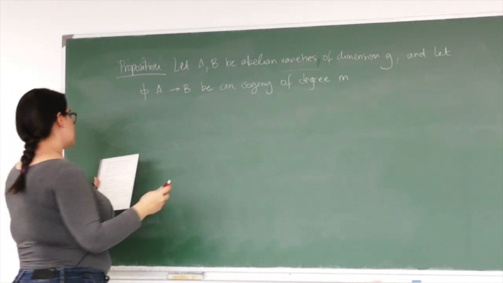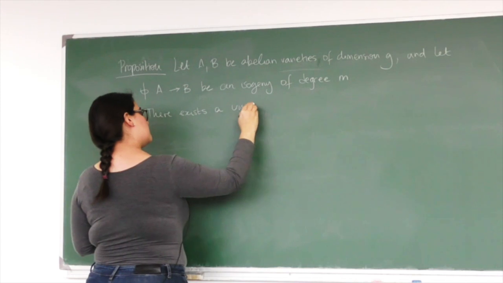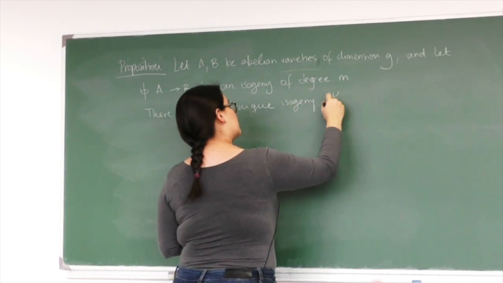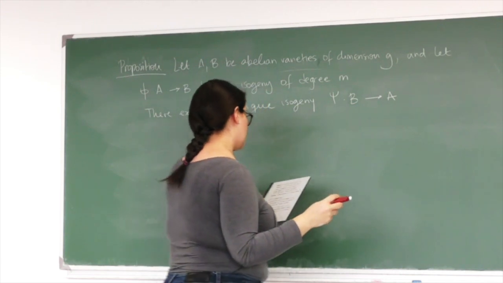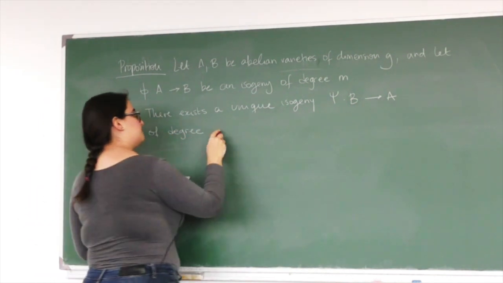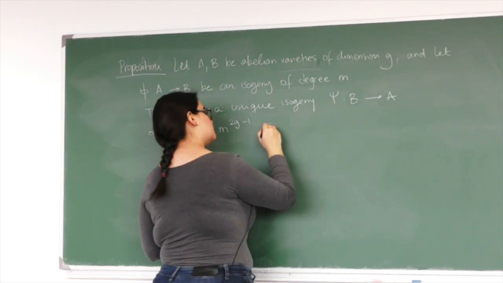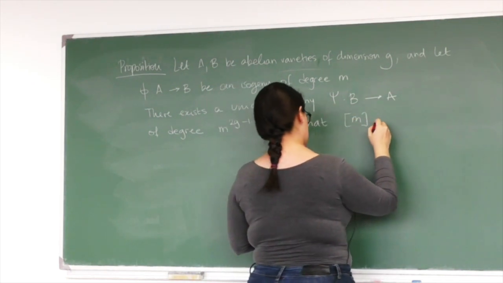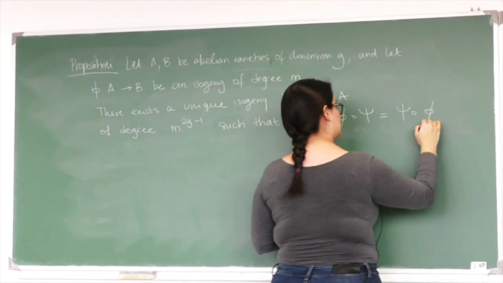So what this result tells us is that there exists a unique isogeny psi that goes in the other direction, so B to A, of degree m to the 2g minus 1, such that m is equal to phi composed by psi, which is equal to psi composed by phi.